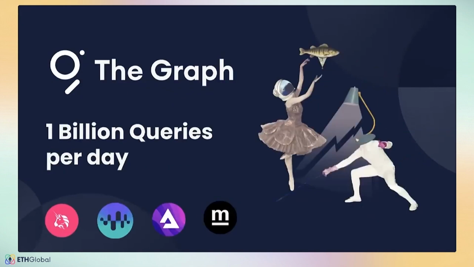On the hosted service, we currently see 1 billion queries per day, or even a little bit more, depends. So it is really powering a lot of the dApps that we see currently. Uniswap is the most famous example that uses this, but we have also others like Enzyme or Audius or mStable. There are a bunch of them.